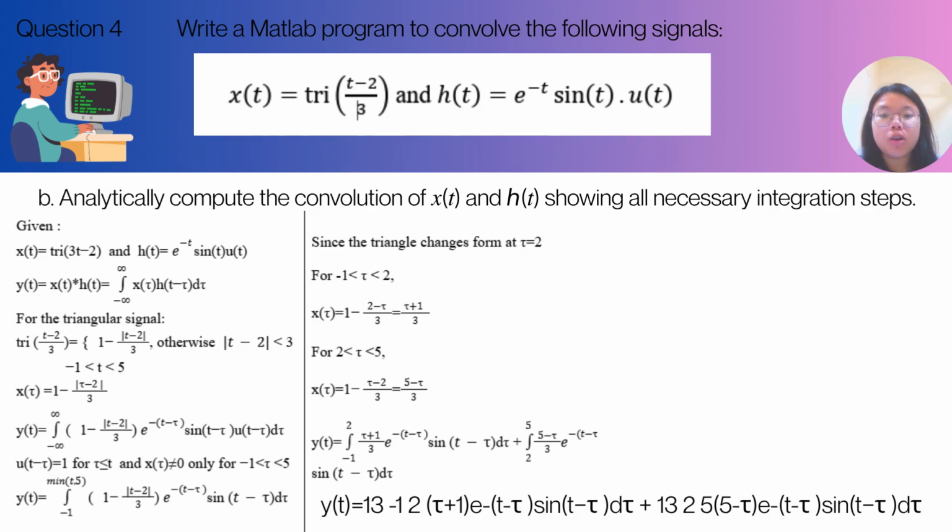B. Analytically compute the convolution of xt and ht showing all necessary integration steps. dt equals 0.01 sets the time step. A small value gives us high resolution and more accurate convolution. The time vector t goes from negative 2 to 10. It starts at negative 2 because the triangle is centered at t equals 2, so we need some time before it appears. We go up to 10 to capture the decay of ht. The smaller dt is, the smoother our plots will be, but it also increases computation time.